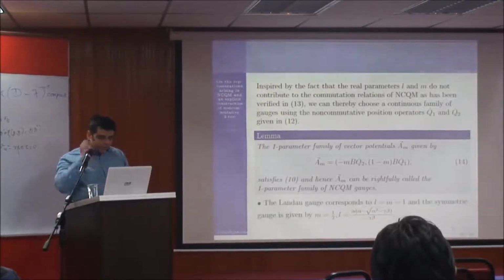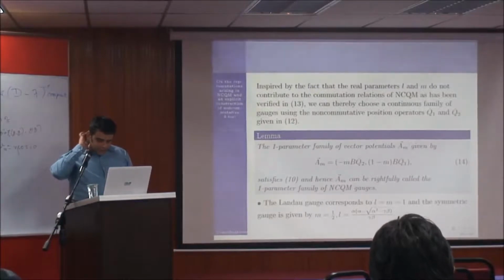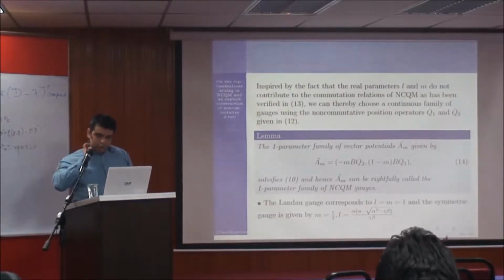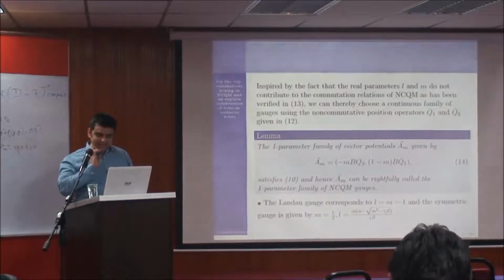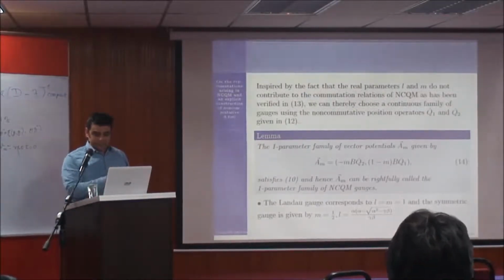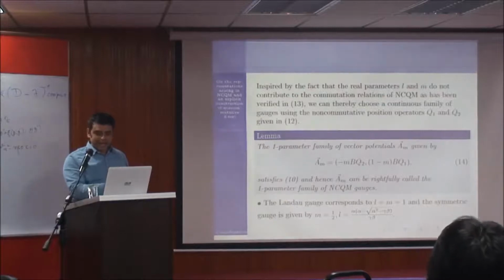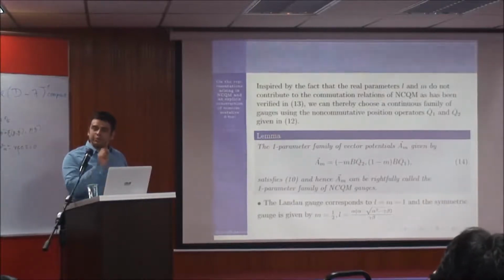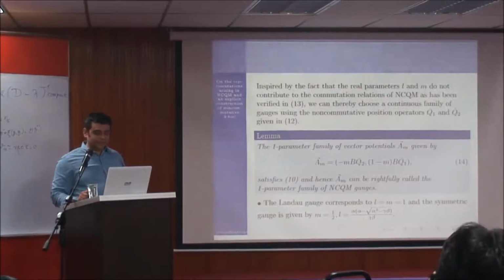Okay, so here is a remark. You see that when L and M are both 1, then we get the Landau gauge. And when M is 1/2 and L is this number, we get the symmetric gauge.